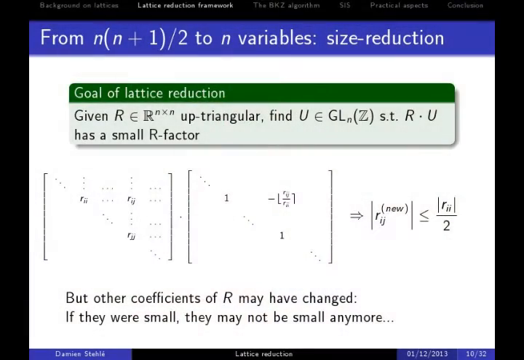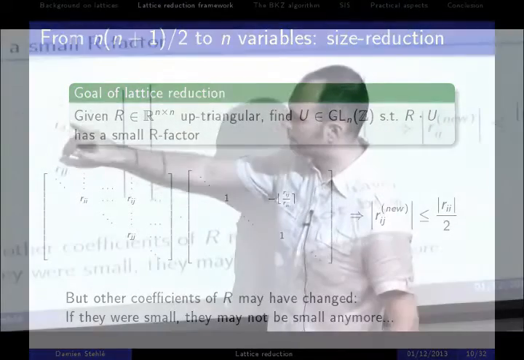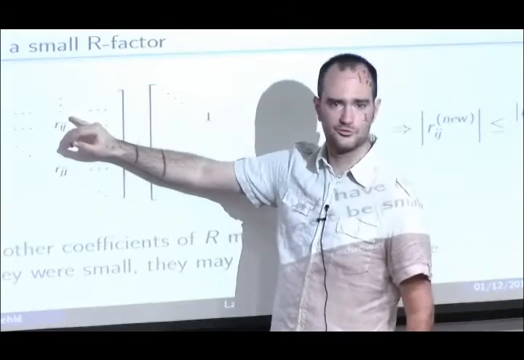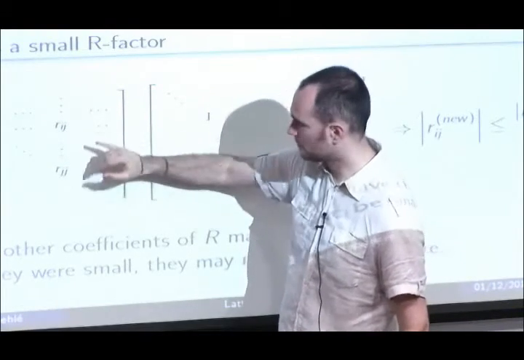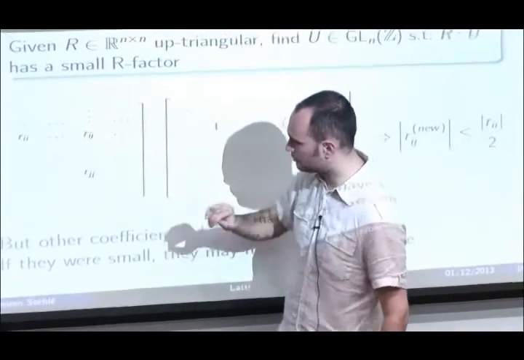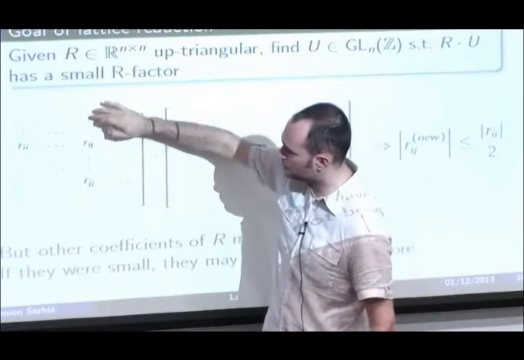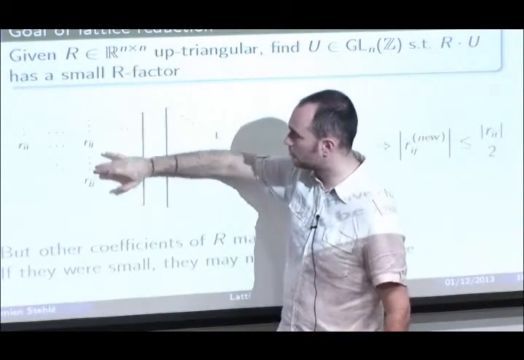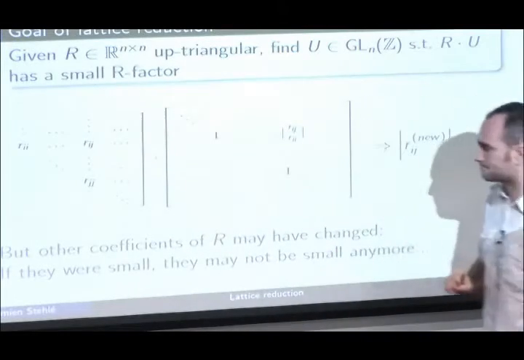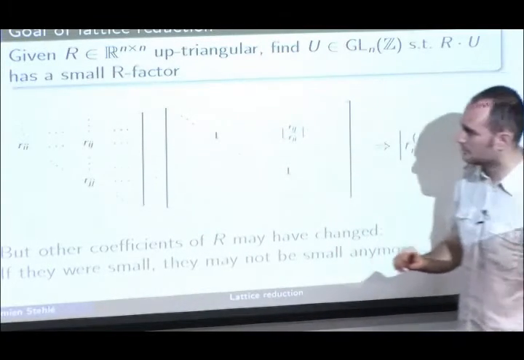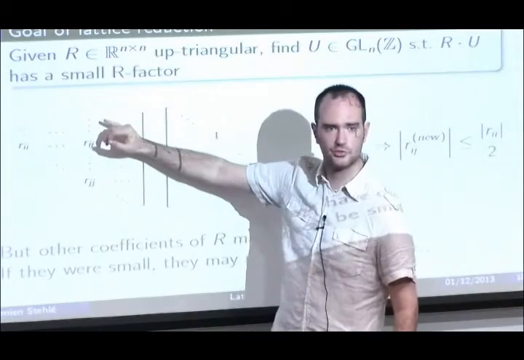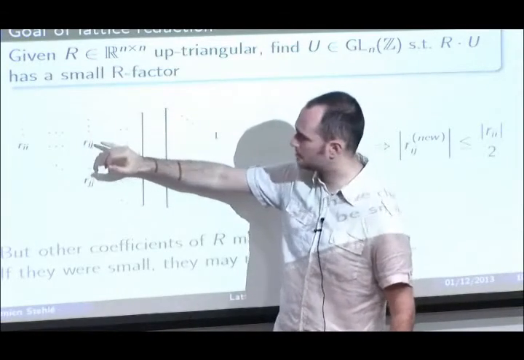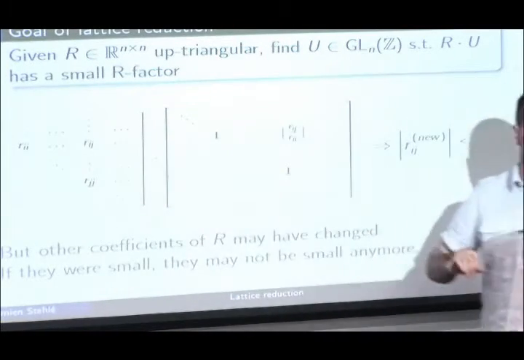Okay. So while doing this, you've cleaned up, you've made this coefficient smaller. So you've made some progress with respect to the goal. You've made this coefficient smaller, but you may have changed other coefficients in this column. So maybe you had made progress on other coefficients before, and you've killed the prior progress by making progress on this coefficient.